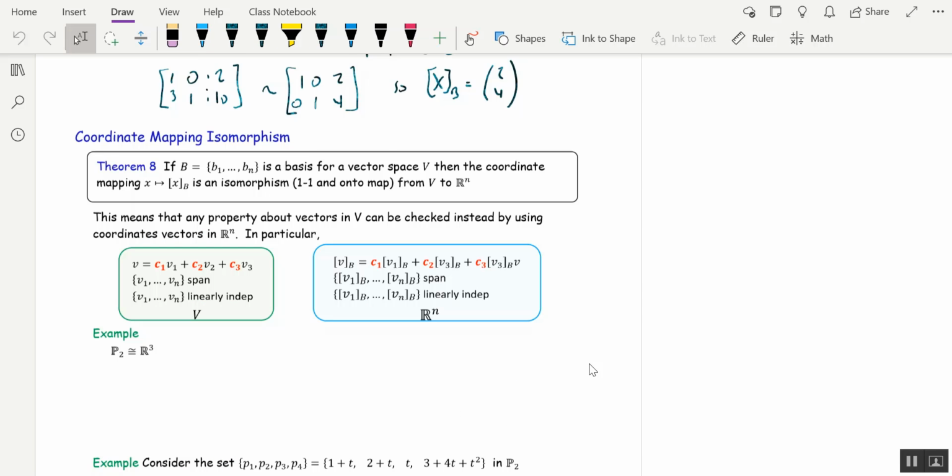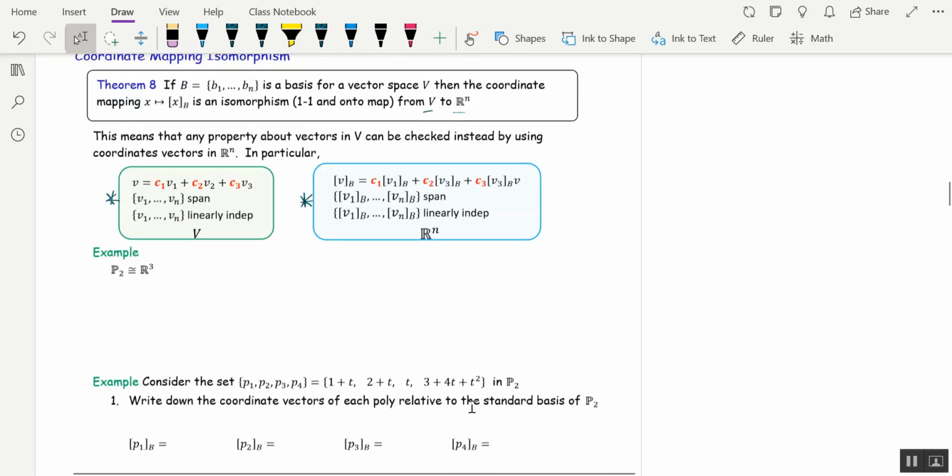All right, so here's where we're really going with this. If you pick a basis for a vector space V, then the coordinate mapping is an isomorphism from the vector space to R^n. Now, an isomorphism is a one-to-one onto map. And what that tells us is that anything that's true about a set of vectors in the vector space V is also true about their coordinate vectors in R^n. Now that's really handy because it's very easy to work in R^n, and sometimes it's not so easy to work in the given vector space.